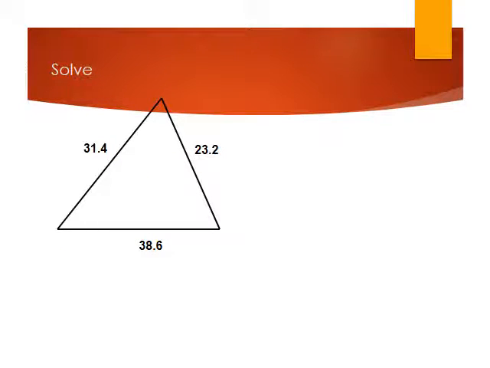Now when I say to solve a triangle, it means I want to find all of the angles and all of the sides. So in this case, I've got just sides, so I want to find my angles. I'm going to start with this side to square, and it doesn't matter which one you pick because you have all of them. So 38.6 squared, and I'm going to call this angle X, so that's what I'm going to find first, is equal to 31.4 squared plus 23.2 squared.